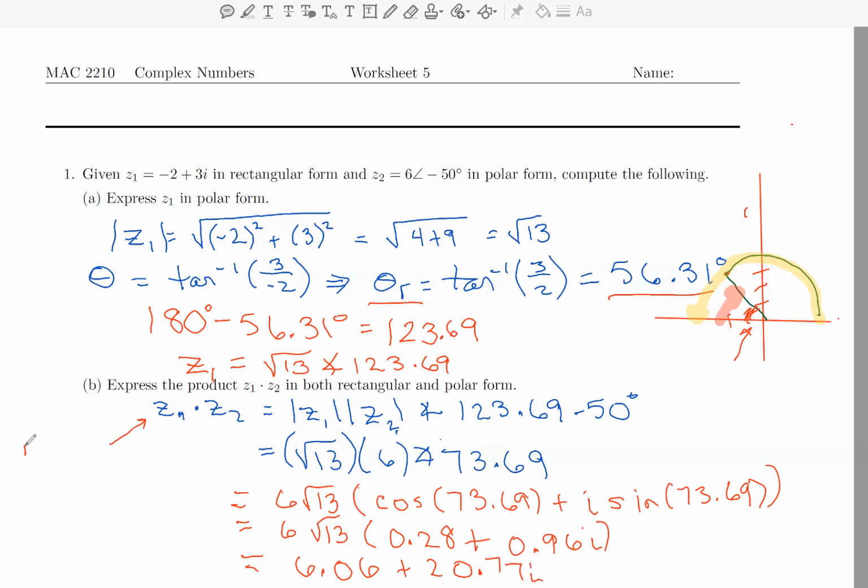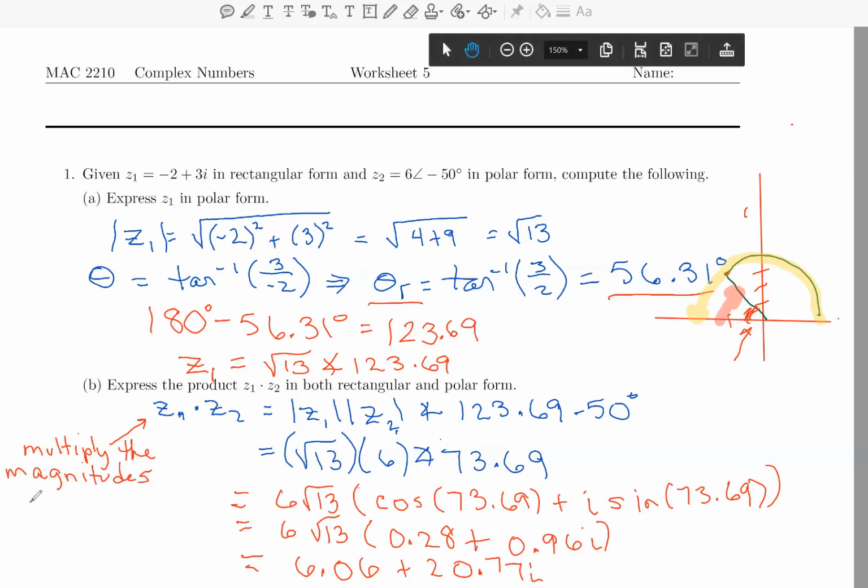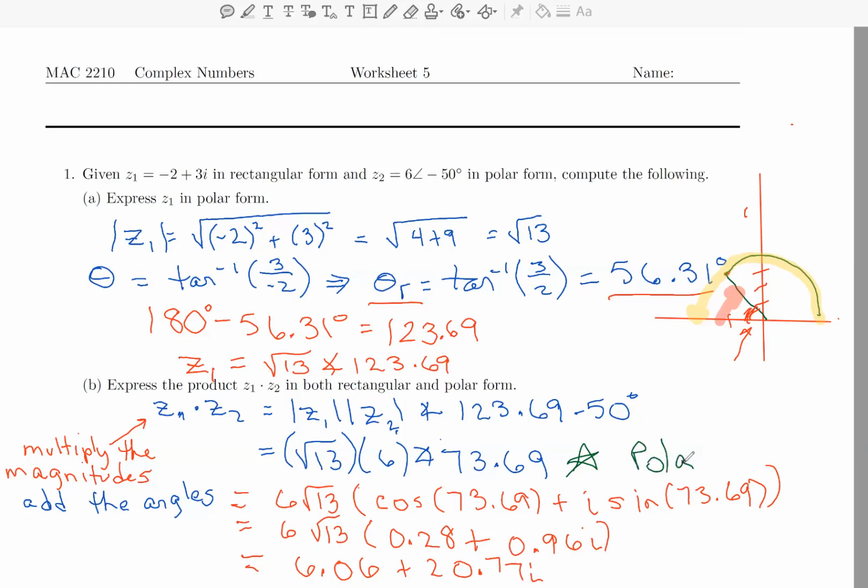If you remember, I multiply the magnitudes and I add the angles. I have this as polar, and I have this in rectangular.